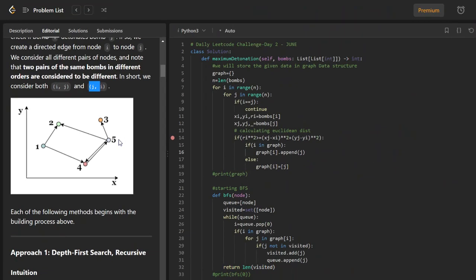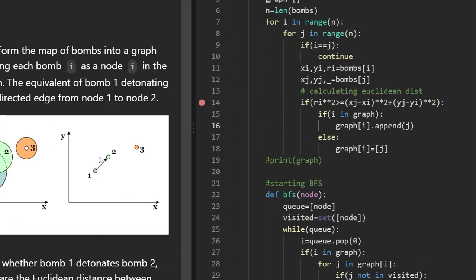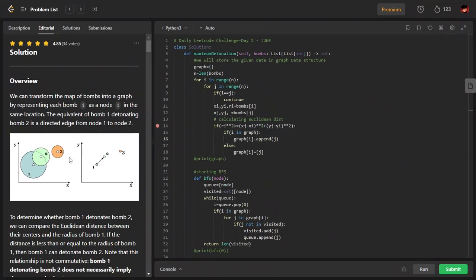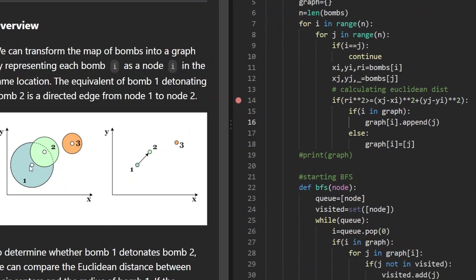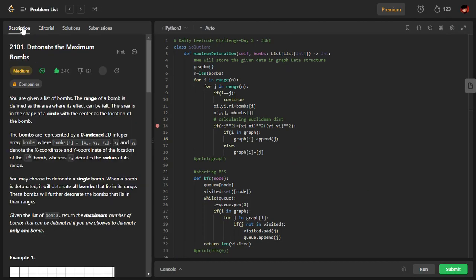Please make this point very clear, because in this question we are going to use directed edges. These are not undirected ones. We are going to use strictly directed edges. So one thing is very clear now: if bomb one explodes bomb two, then there will be a directed edge from bomb one towards bomb two. Please make this point very clear. Now we are good to go with the question.